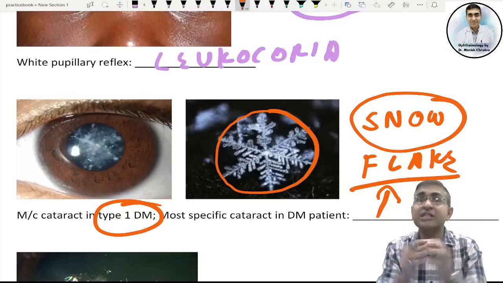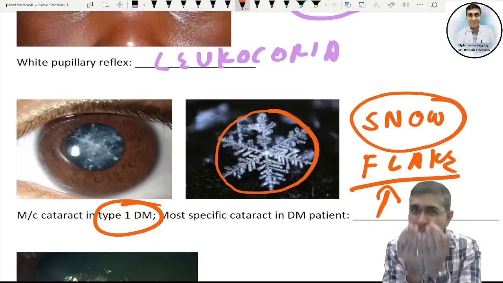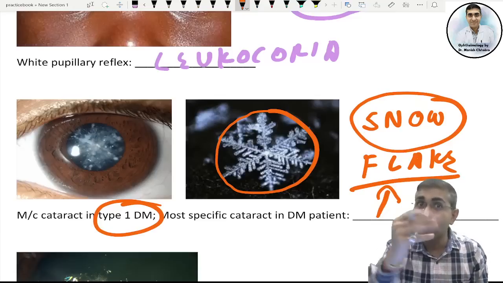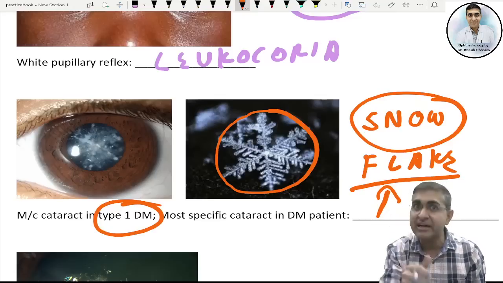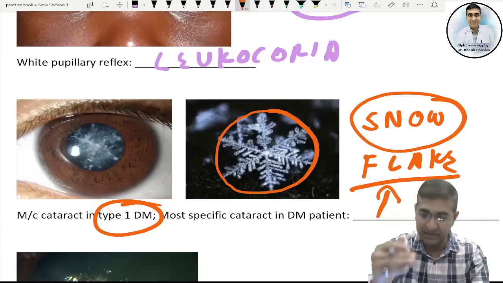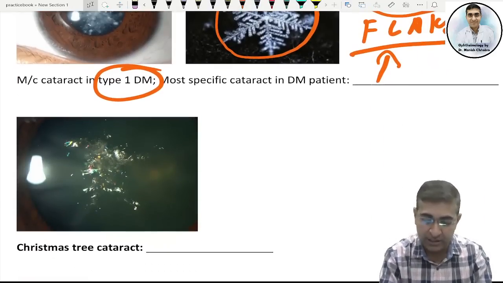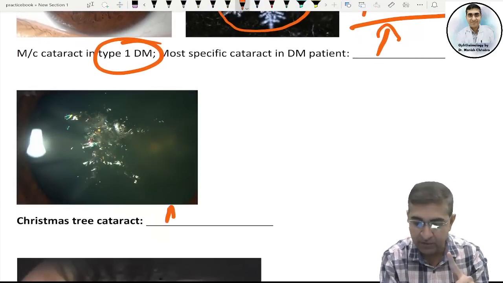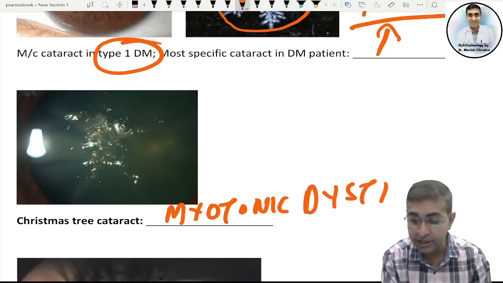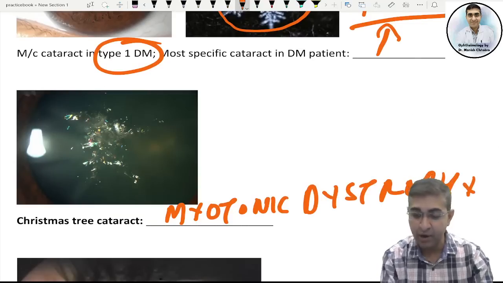Why? Because overall, if I talk about diabetes, type 2 is more common than type 1 and type 2 causes more commonly early senile cataract. So overall, it is the early senile cataract which is most common. Yes? Okay. Now, what is this? Christmas tree cataract is seen in which condition? It is seen in myotonic dystrophy. It is seen in myotonic dystrophy.